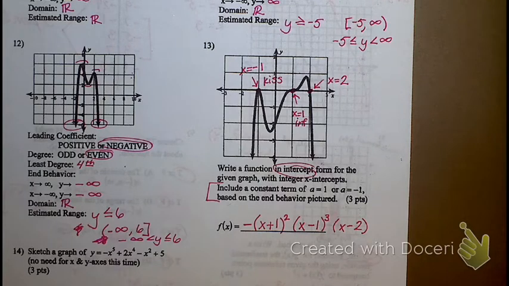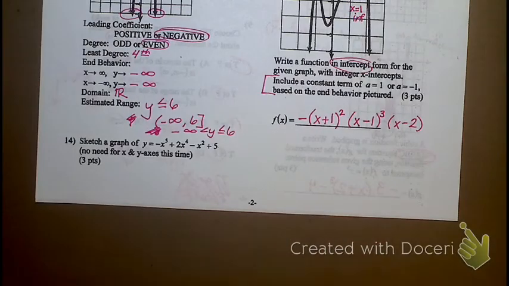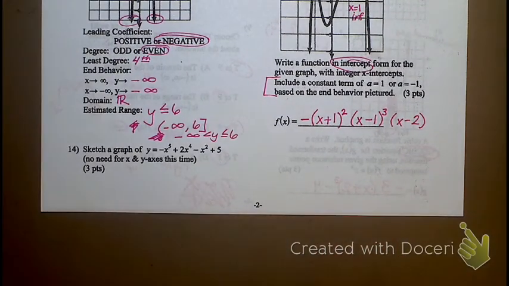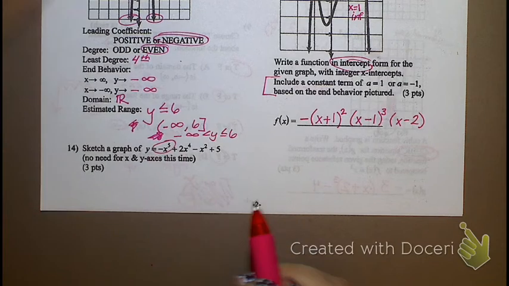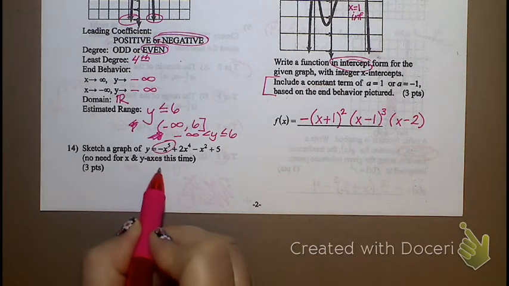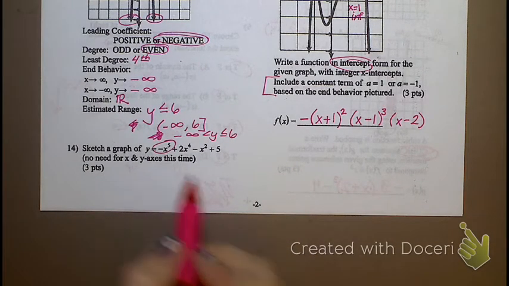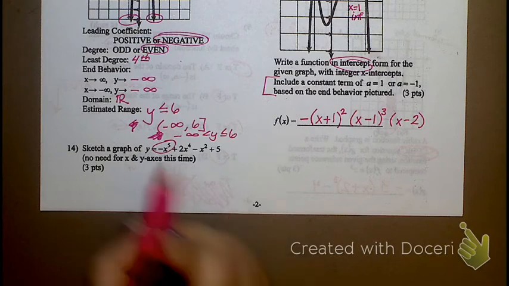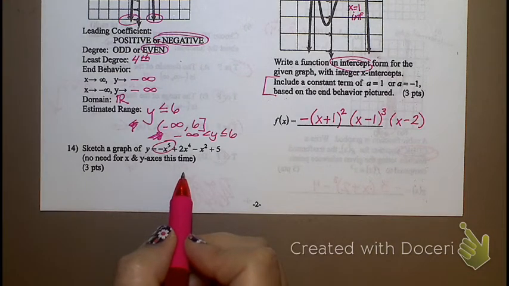Okay? Any questions about that one? Still doing okay? All right, number 14, sketch a graph of y equals negative x to the 5th, and so on. It's in standard form, so I don't care about the rest of the terms right now. I only care about that guy. No need for x and y axes. Some groups still felt the need to put an x and y axis. You don't need one. This is the question where I'm only concerned about the ends and the bends.